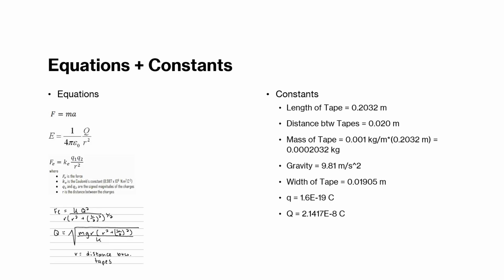For the equations of this lab, we used Newton's second law, the electric field equation, and the electric force equation, which is Coulomb's law. Then we also came up with an equation to get the charge on the whole line of the piece of tape. And here are our constants. Some were given and some were found during the experiment.